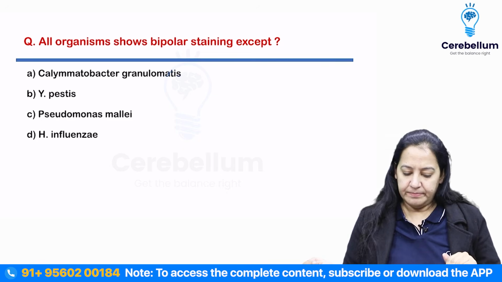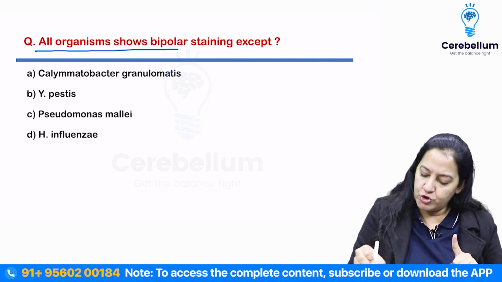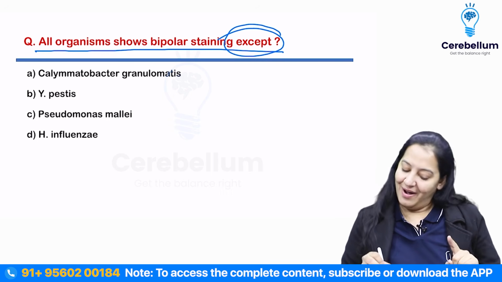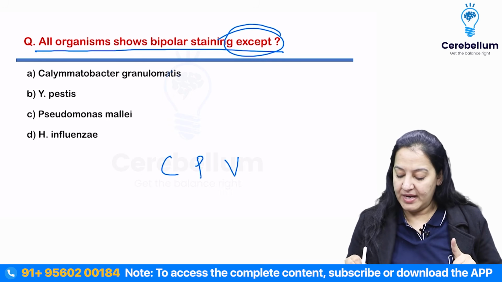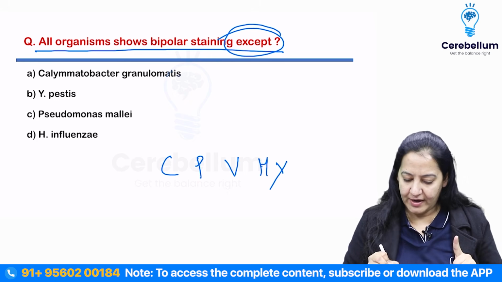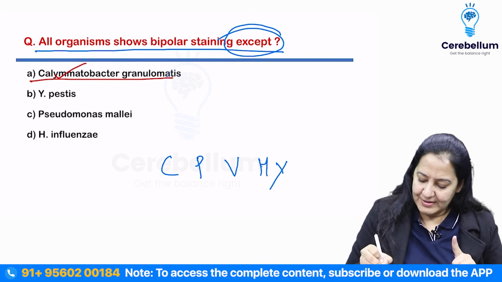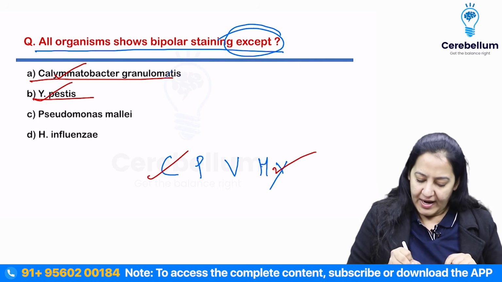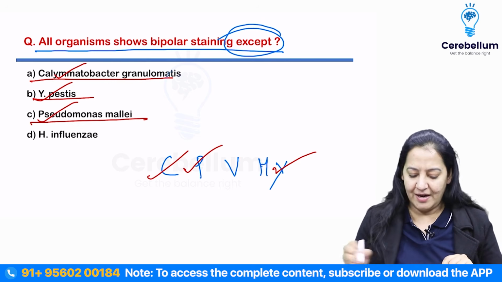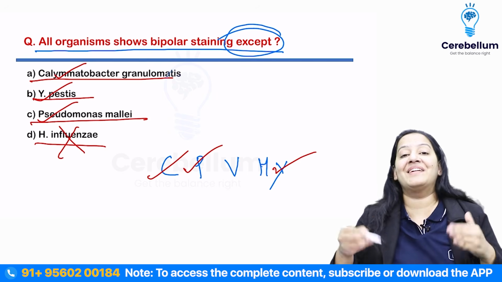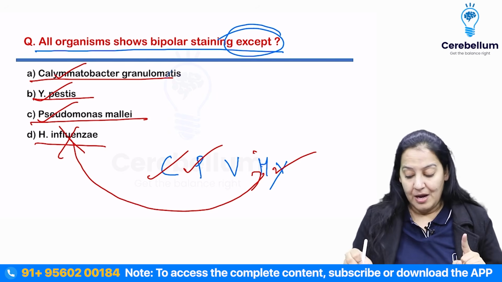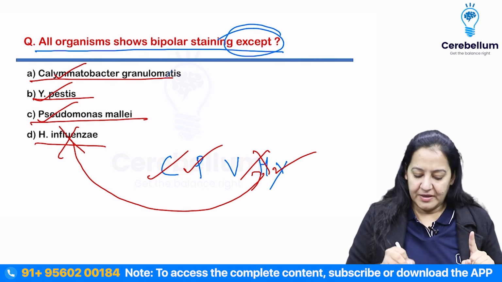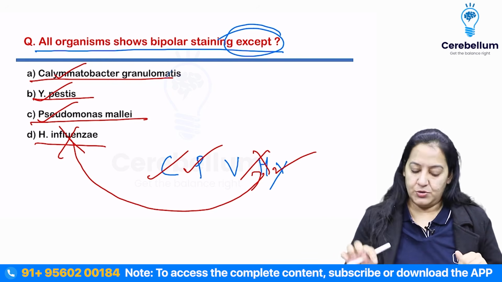Now coming to the next question. All of the following organisms show bipolar staining except. The question contains except. So again apply the same mnemonic, can't produce very high yield. Let me apply the mnemonic. I guess Calymmatobacterium granulomatis, C is coming. I guess Yersinia pestis, Y is coming. I guess Pseudomonas mallei, P is there. But H is not influenzae. Again and again I am highlighting, H is there, but it's Haemophilus ducrei, it's not influenzae. So the incorrect one among them is D, and since except is asked in the question, I will go with D.